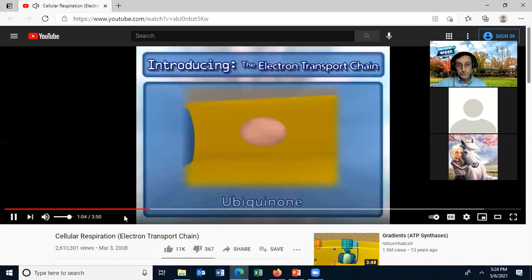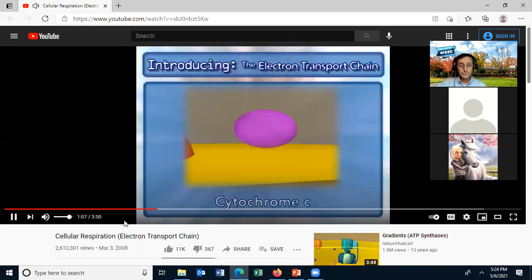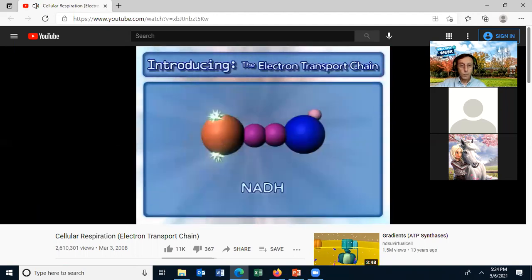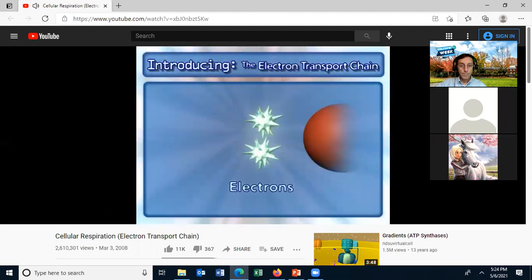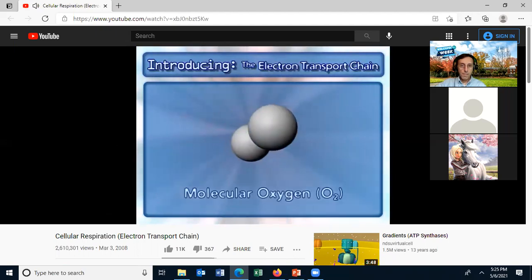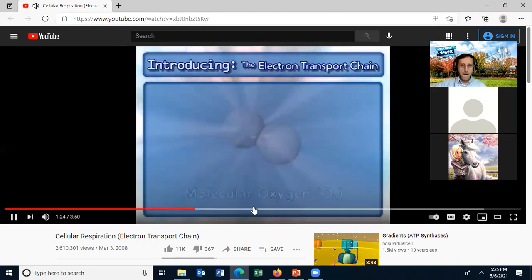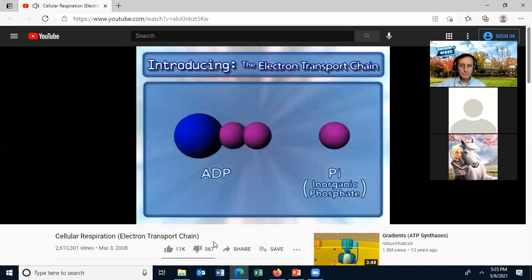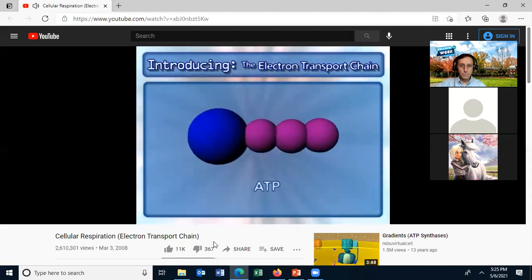Ubiquinone and cytochrome C. Other key components in this process are NADH and the electrons from it, hydrogen ions, molecular oxygen, water, and ADP and Pi, which combine to form ATP.